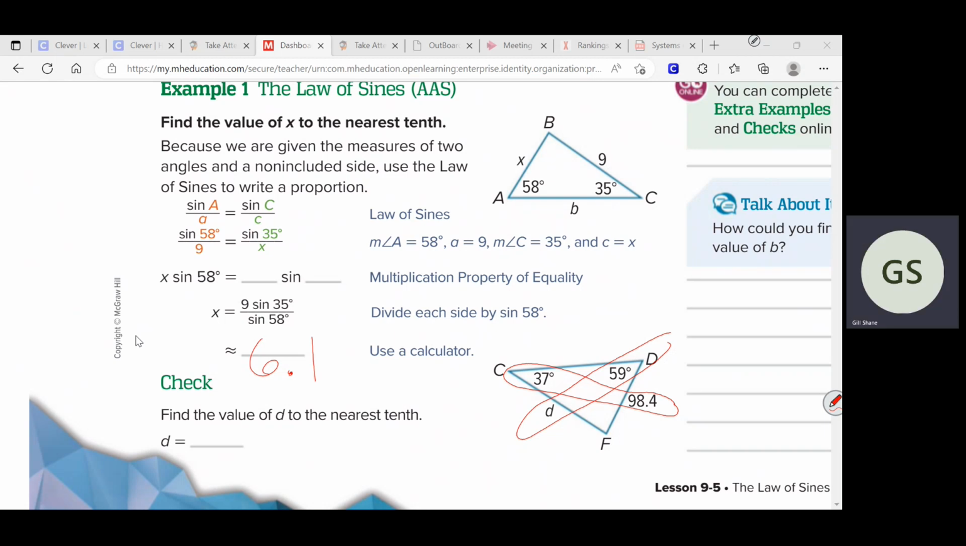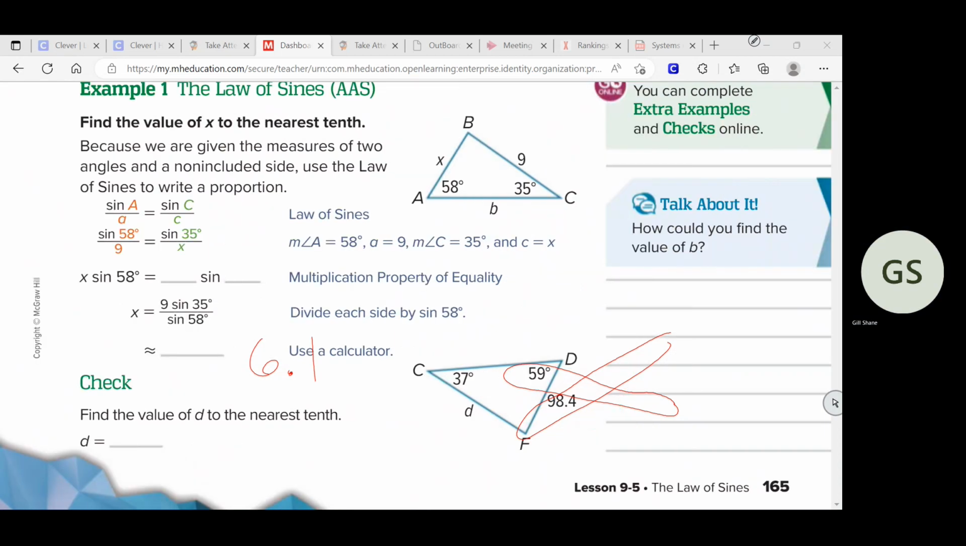All right, so again, we are taking the sine of an angle divided by its opposite side, setting that equal to the sine of a different angle divided by its opposite side. So the angles are always on top.